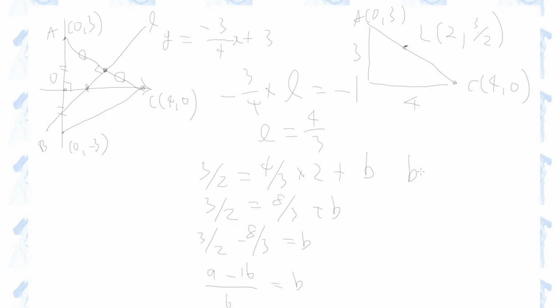The horizontal distance between A and C is 4, so the x-coordinate of L must be 2, and the vertical distance between A and C is 3, so the y-coordinate of L must be 3 over 2. So we now have to find the equation of a straight line that goes through the point L, which has the slope 4 over 3. And let the y-intercept be b. So we now have the equation of L.